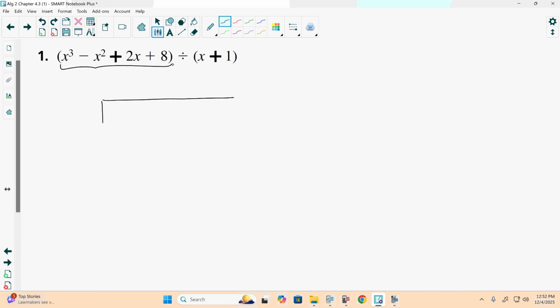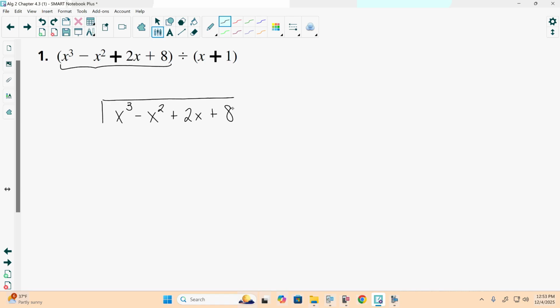Now, if there are any terms missing, we fill them in as 0 times that term. So the biggest term we have is x cubed, which means I need an x squared term, I need an x term, and I need a constant term. Since x cubed is the biggest term, we need cubed, squared, first power, constant. Does that make sense? And if we didn't have an x squared term, we're going to fill it in as plus 0x squared, or plus 0x.